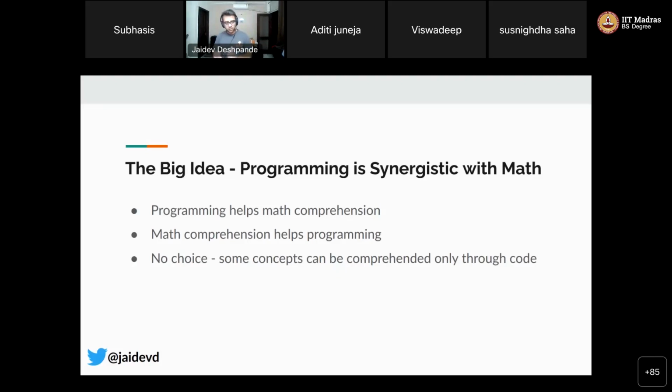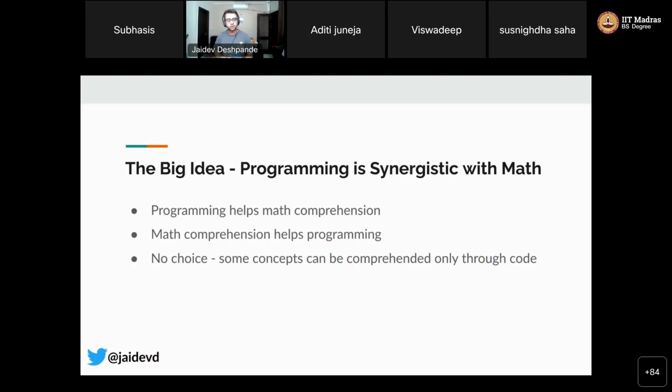And then secondly, the other aspect of looking at the same thing is that math comprehension also helps programming. Sometimes you have to think very hard about what your program is capable of doing, what it should do, what it should not do, what it can or cannot do as well. And math usually helps us define the limits of what a particular program can do. Those edge cases and all, those are typically the result of some fundamental result associated with that particular branch in mathematics.